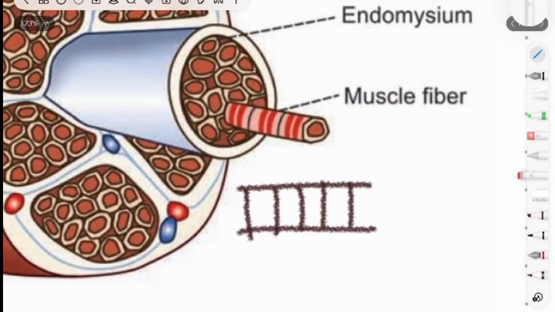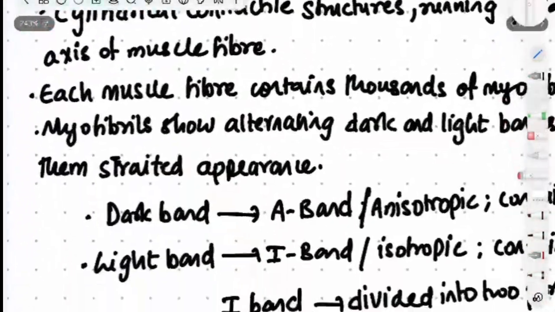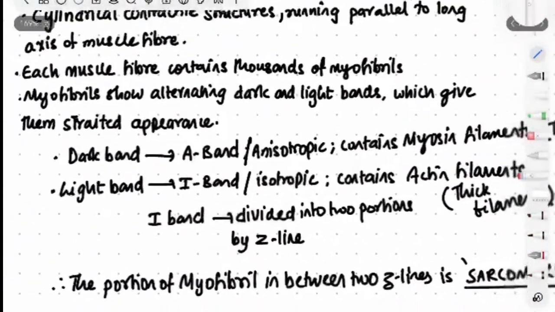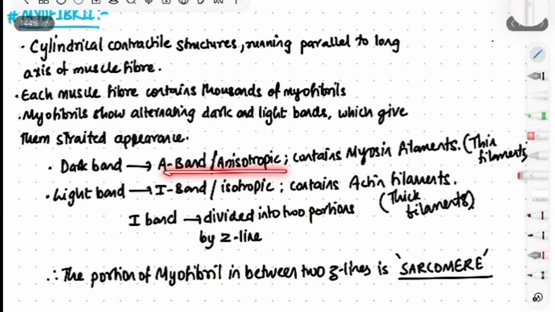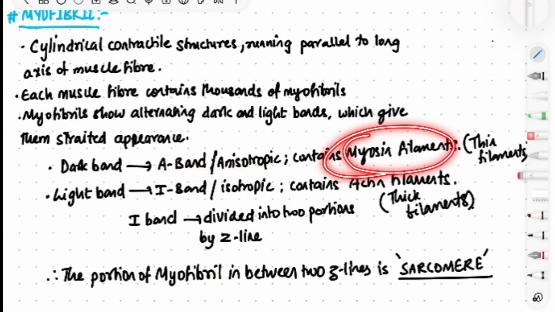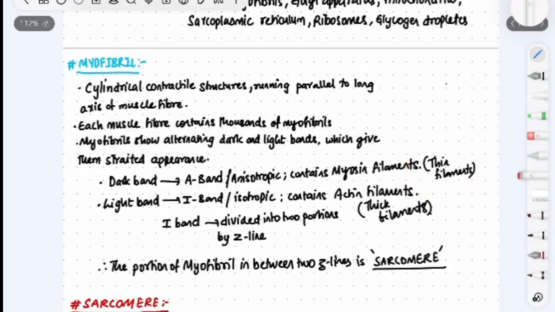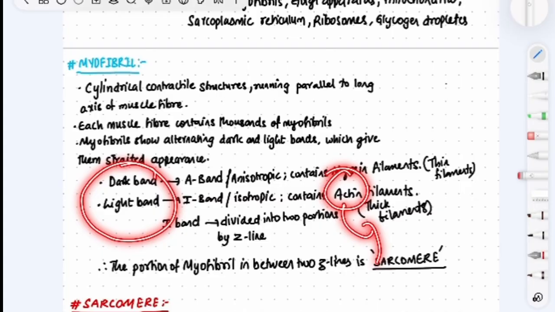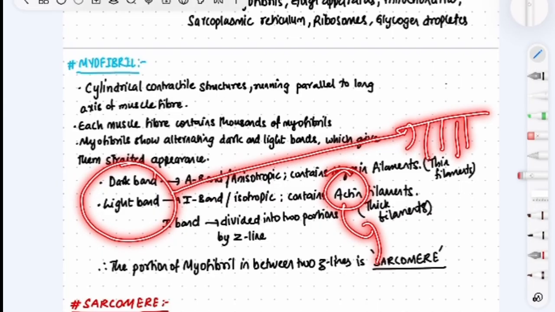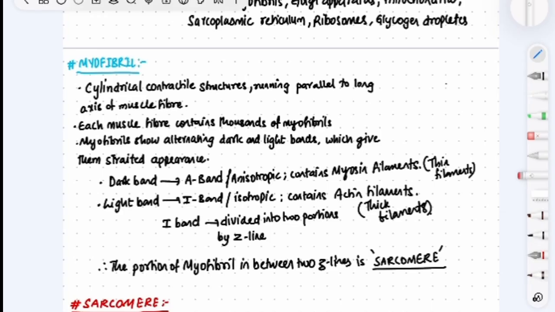Now what are these dark and light bands? These dark bands are called A bands, the anisotropic bands, and they contain myosin filaments, which are thick filaments. And the light bands are I bands, they contain the actin filaments, which are thin filaments. To summarize, the dark bands are A bands which contain myosin filaments, whereas the light bands are I bands which contain the actin filaments. These dark and light bands are arranged alternatively in a muscle fiber, which gives the striated appearance.